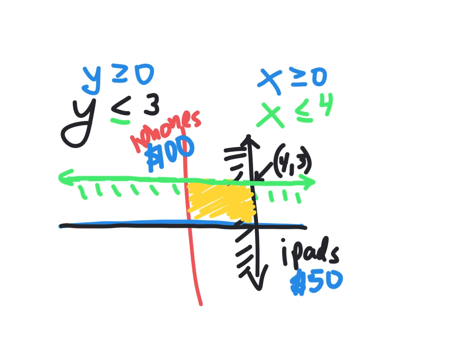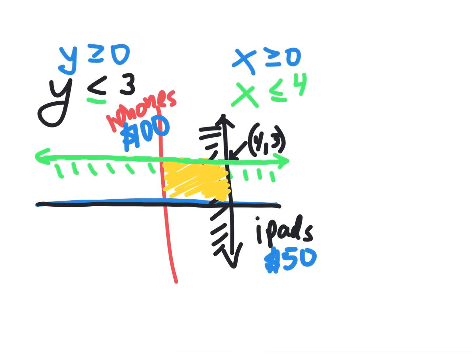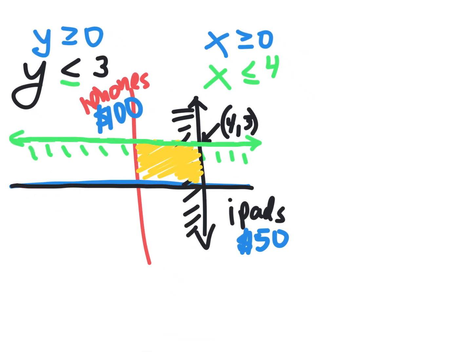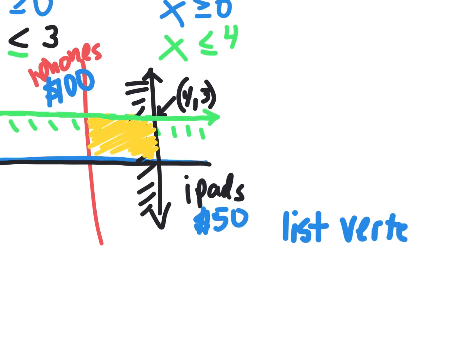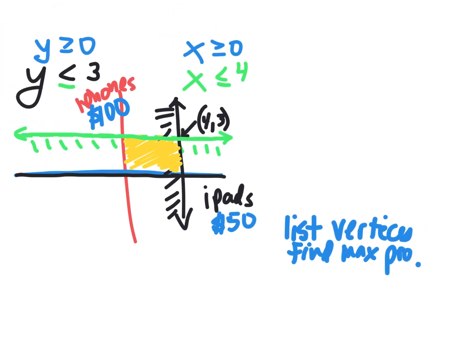Then the ending of the question would be: list the vertices and find the max profit. That is a typical question from beginning to end.